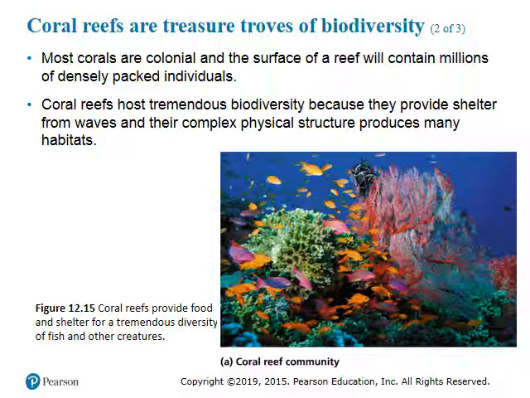The surface of a reef will contain millions and millions of densely packed individuals, as you can see here, all packed together, and you have all the fish around. They host tremendous biodiversity because they provide shelter from waves, and also the complex physical structure of the system produces many habitats. We actually use corals as a proxy for very large, complex forests, too, because they create a similar thing. This idea of creating complexity in space creates more habitat. They're really fascinating systems, with all kinds of different stuff moving on there. And the more complex the system becomes, the more complexity it can actually withstand, and it just builds and builds and builds.